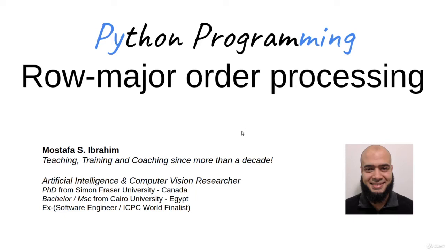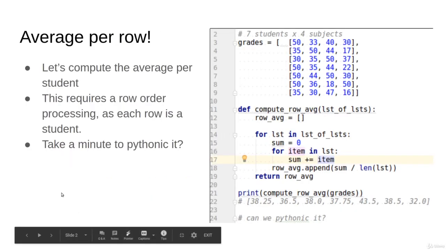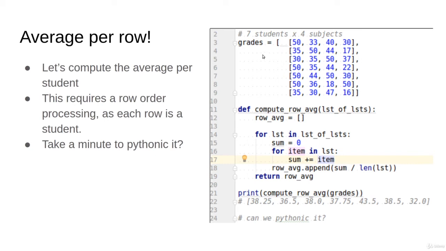Row-major order processing just means to iterate on your data row by row, something that's very intuitive, something that we are doing all the time. Let's take an example. Let's say that we have a 7 by 4 matrix of students' grades, and we would like to compute the average grade per student. So we need the average here, and here, and here. So let's do something like that.